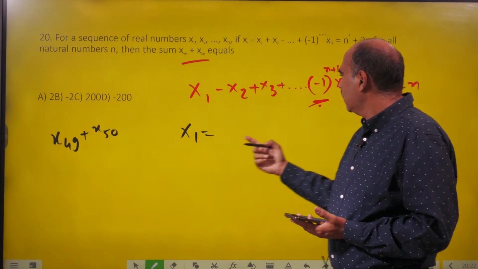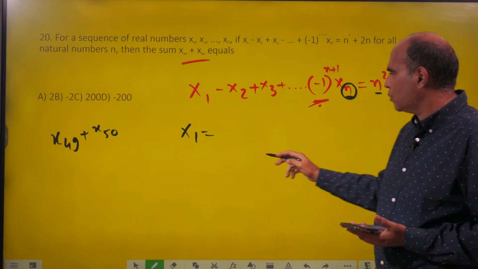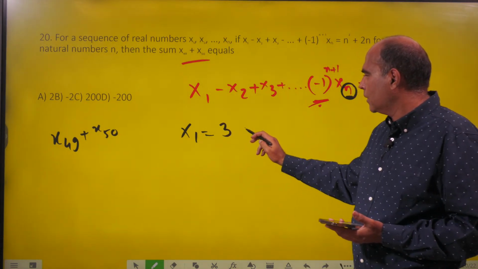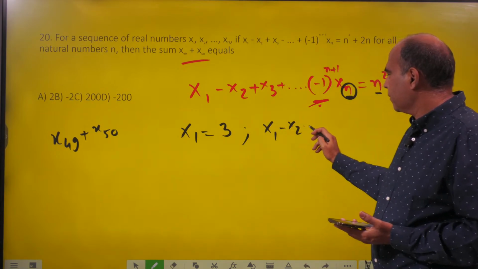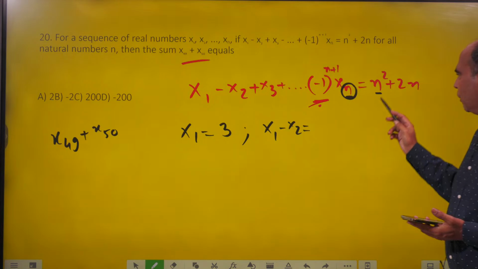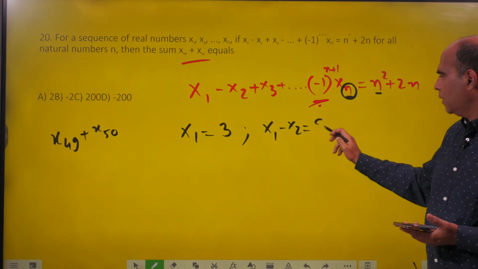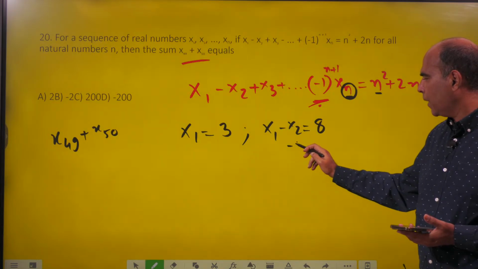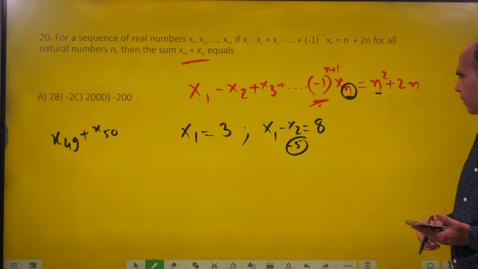So at x1, the value of this is 3. N equals 1, n square is 1, 2n is 2. So at x1, the value of this is 3. And at x1 minus x2, the value of this with n equal to 2 will be 4 plus 4, 8, which tells me that x2 is minus 5, because x1 is 3. So the value of x2 is minus 5.